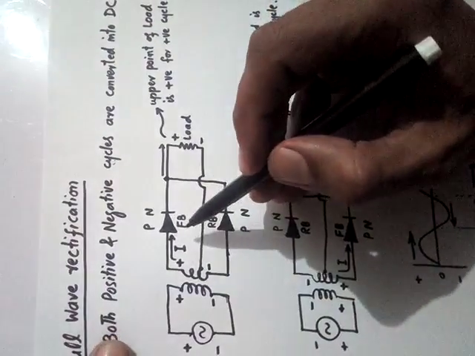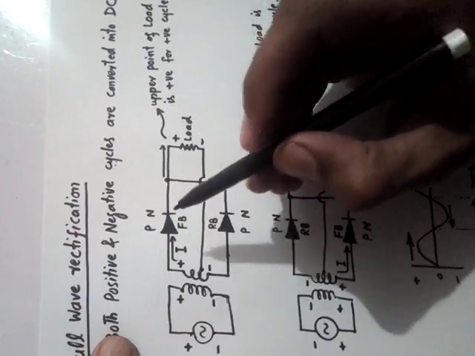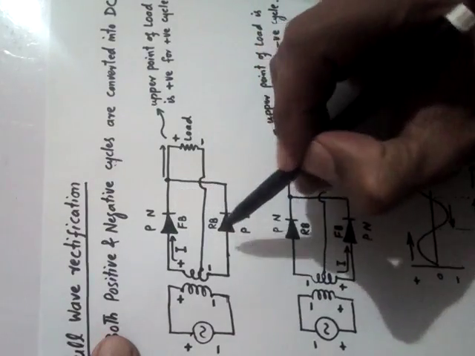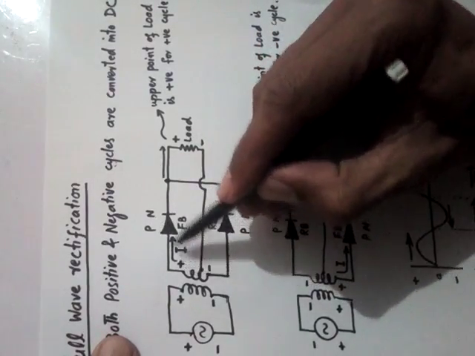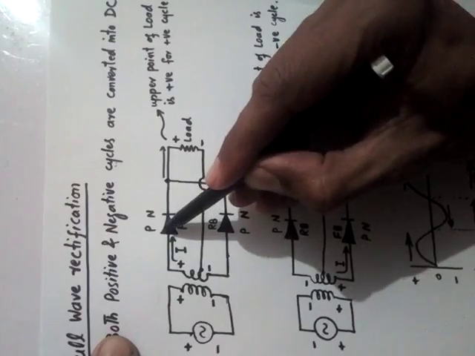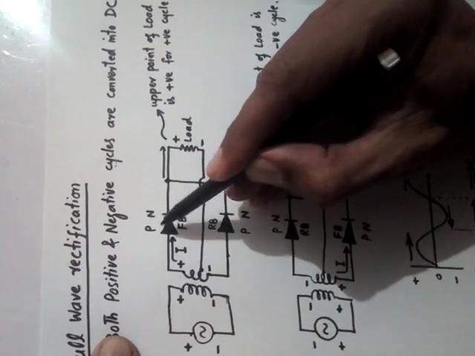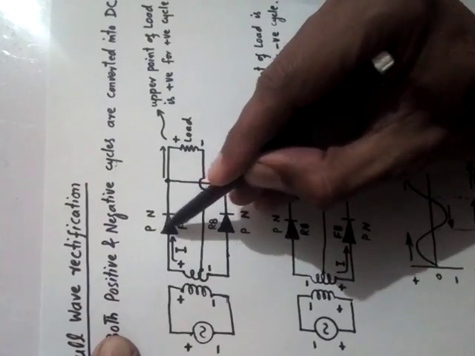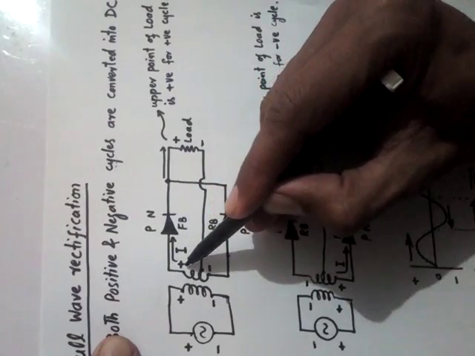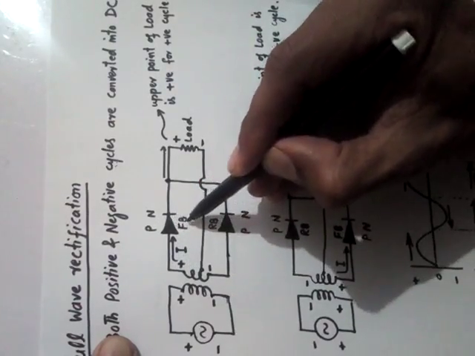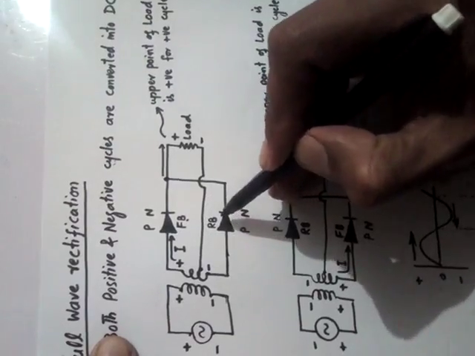Now what happens? Here we consider both the diodes because two diodes are connected. You can see that the P side of the upper diode is connected with positive. So this diode is forward biased, and come to this diode.